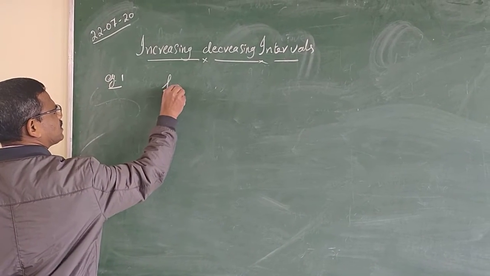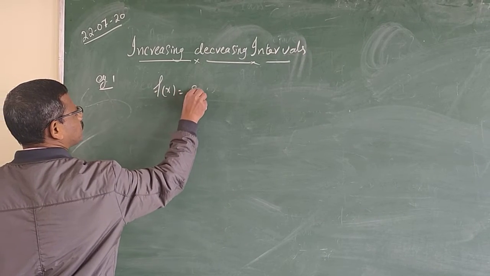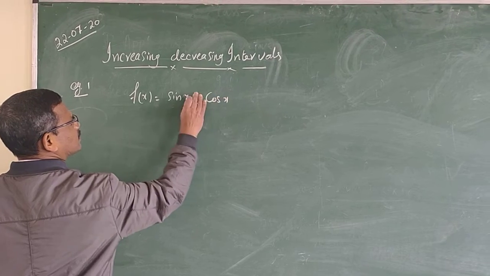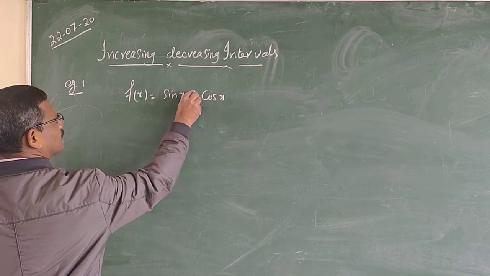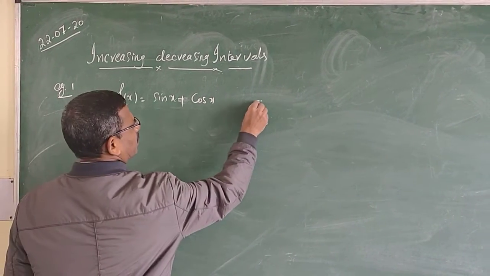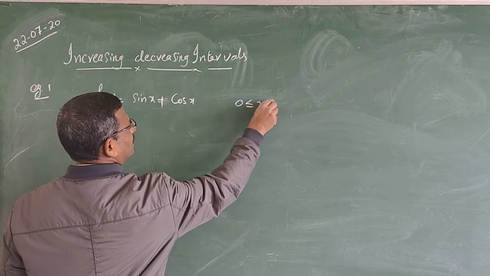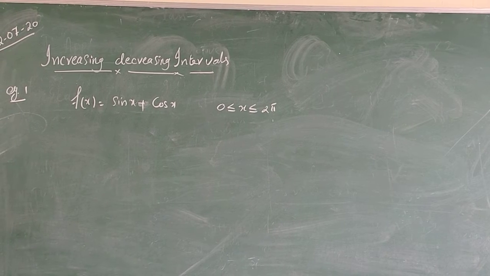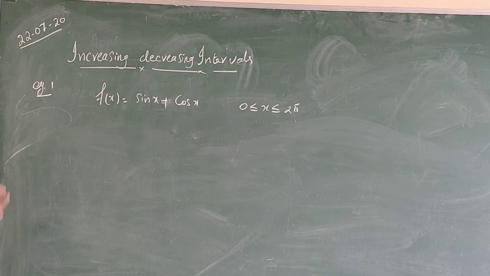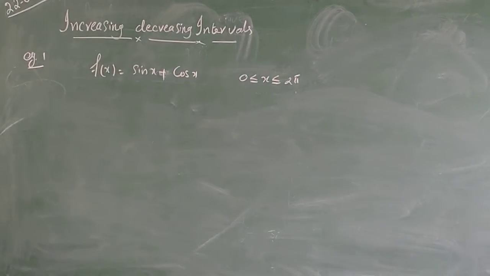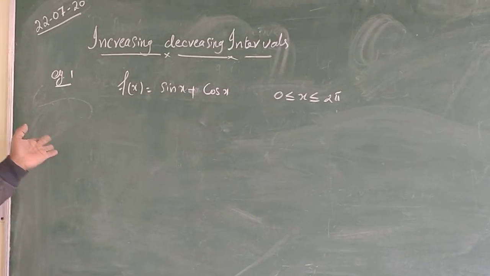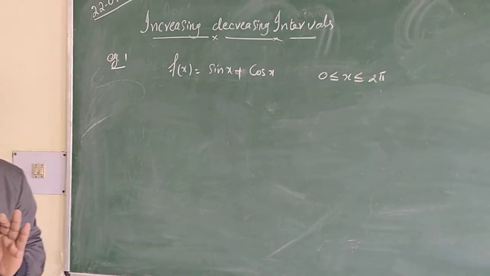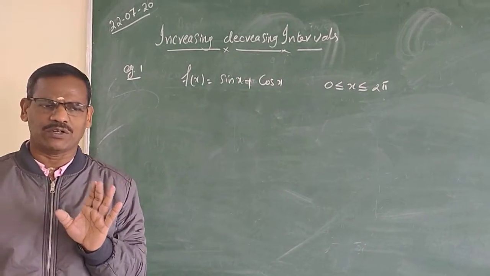Suppose the given function is f(x) is equal to sin x plus cos x, in the interval, that is the domain of the function, 0 to 2 pi. We want to find out the increasing interval or decreasing interval. What are the intervals where this function is increasing? What are the intervals where this function is decreasing? That is what we have to find out.